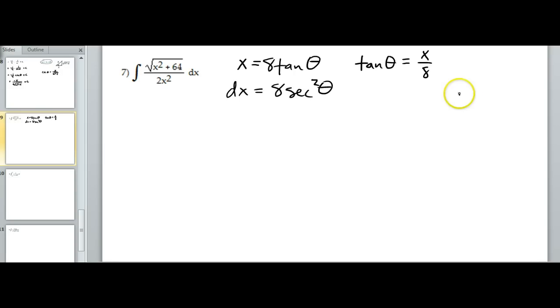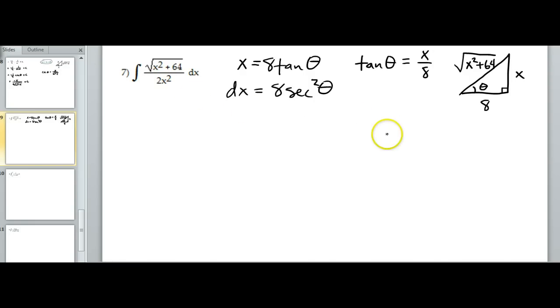Now remember, in right triangle trig, tangent is opposite over adjacent. So the opposite side is x, the adjacent side is 8. That's why this is set up this way. And then the Pythagorean theorem says that I can find the hypotenuse by squaring these two and adding them together, so the square root of x squared plus 64. Now quickly glancing at our integrand, we need the square root of x squared plus 64 to be in the numerator. And then there's a constant, and there's a 2 down in the bottom that we also need.